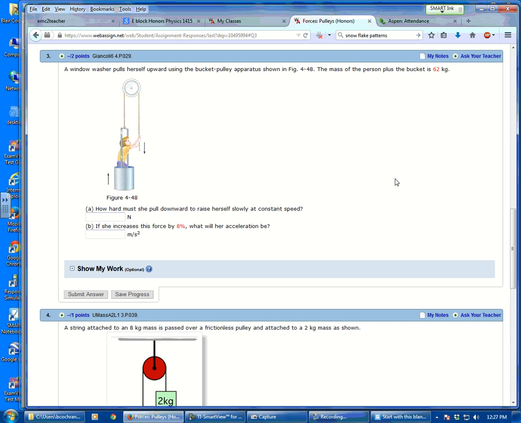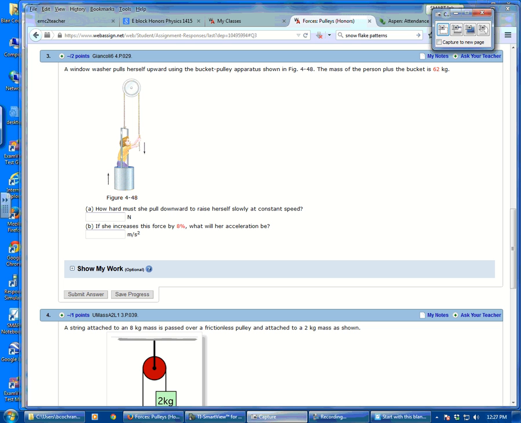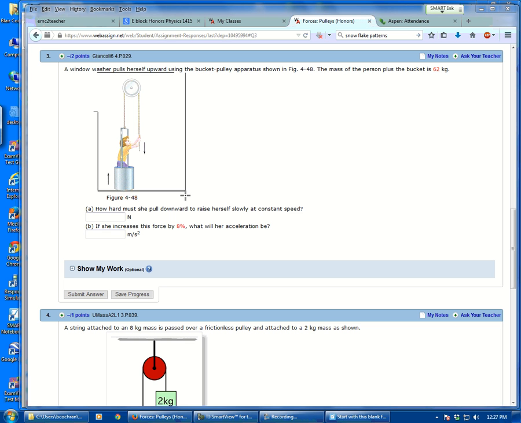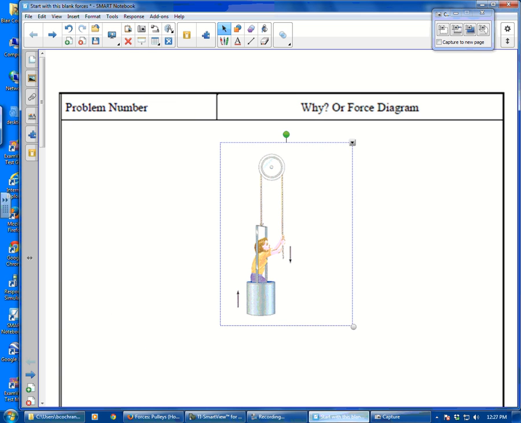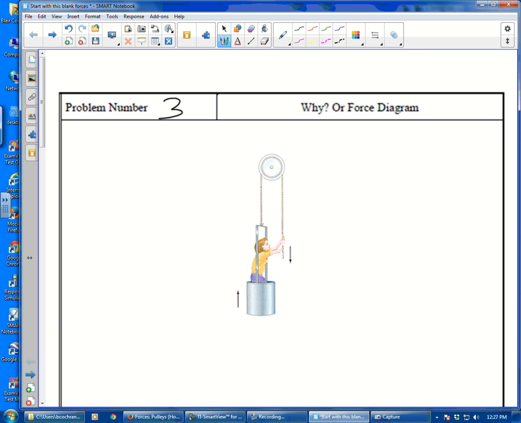Number 3. Remember, if you don't need this one, just keep the volume at least low enough so I can hear myself. All right? With the window washer, with the bucket apparatus, and such. So let's grab that. Alex, a little bit quieter, please. Thank you.